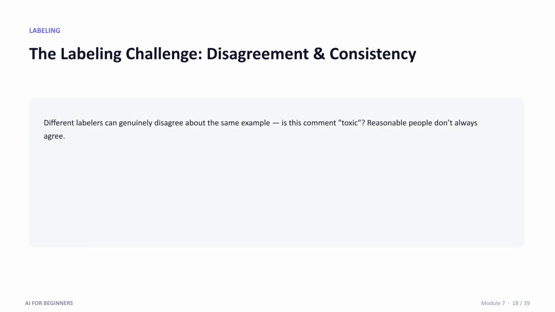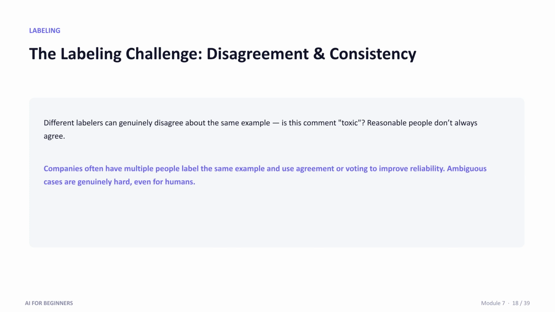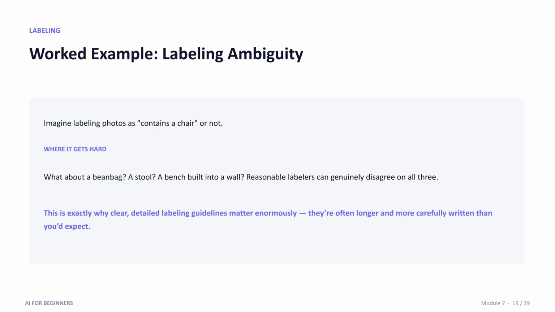Labeling is challenging, because human judgment isn't always uniform. Labelers can genuinely disagree on ambiguous examples. To manage this, companies often use multiple people to label the same item, using consensus or voting to ensure reliability. Consider the ambiguity in classifying something as a chair. Does a beanbag count? What about a stool or a built-in wall bench? Because reasonable people can disagree, clear and detailed labeling guidelines are essential for consistency.